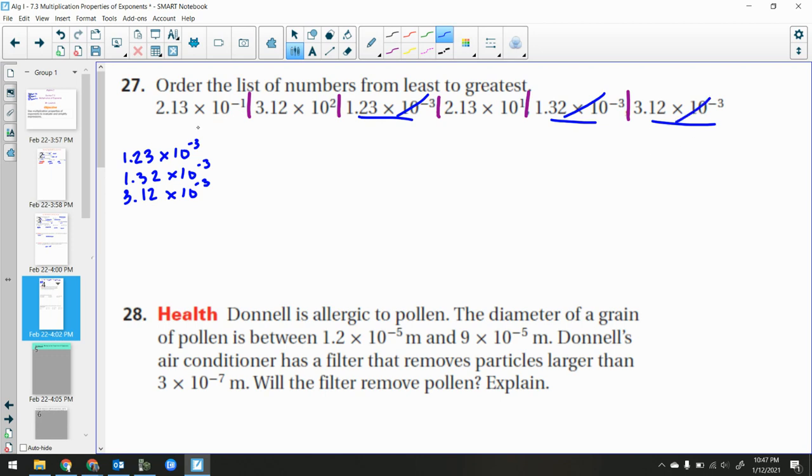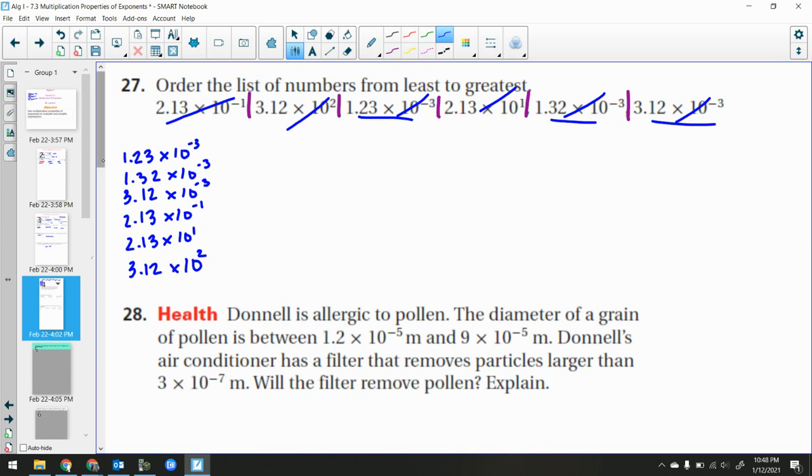And now I've got 10 to the negative first, 2.13 times 10 to the negative first. I've got 2.13 times 10 to the positive first. And then I've got 3.12 times 10 to the second. And that goes away. Okay, so there's my order.